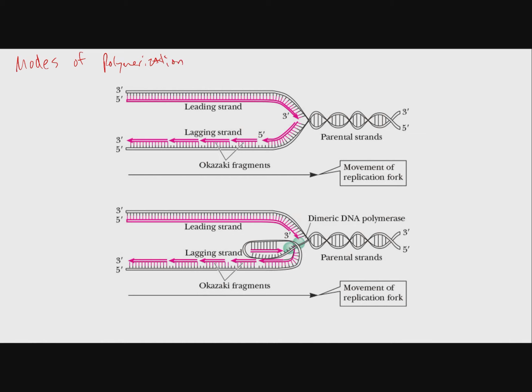So there are two strands. There's the leading strand, which you can see here in pink. We've got two template strands, but we've got two polymerizing strands. The leading strand is synthesized continuously from 5' to 3' at the replication fork, and is exposed to the 3' to 5' template strand.